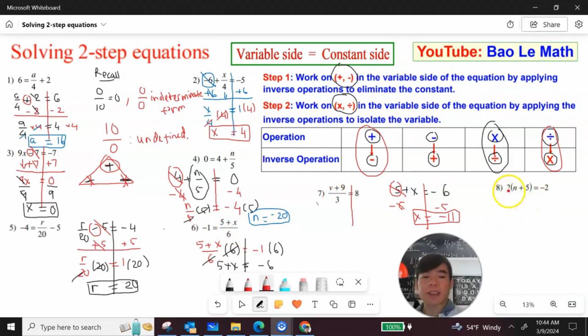I do number 8. This is multiplication. You see that? 2 times n plus 5. So you need to deal with multiplication first. You cannot subtract 5 from both sides first, so you need to be careful. So for this one, I need to divide both sides by 2. Divide both sides by 2. So this guy gone. I have n plus 5 equals -1. So the inverse of addition should be subtraction. I subtract 5 from both sides. Alright, so this guy gone. I have n equals -6, and this is my answer.